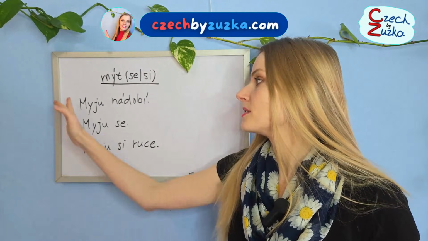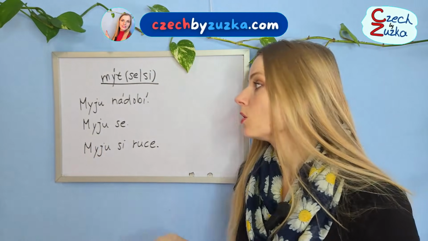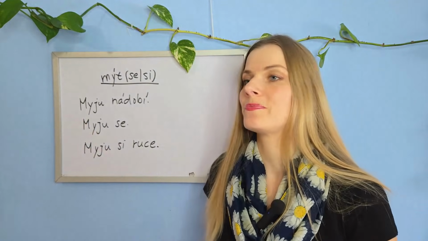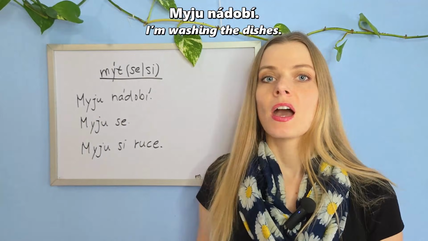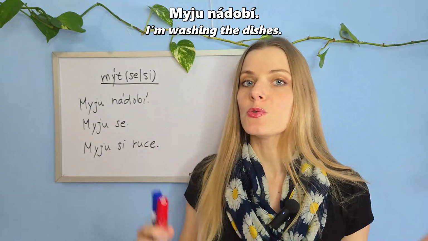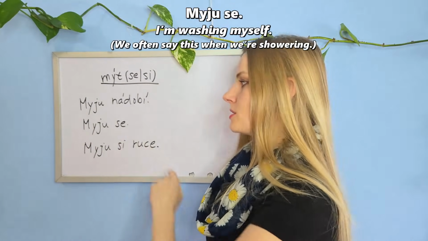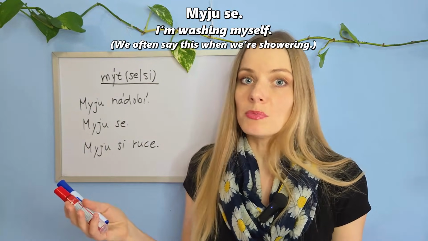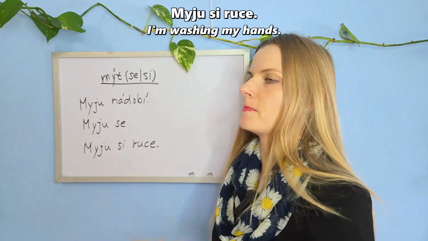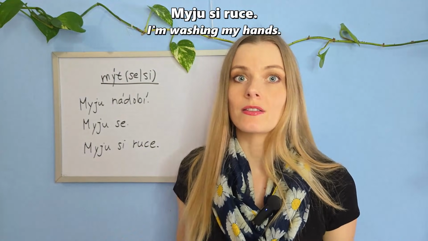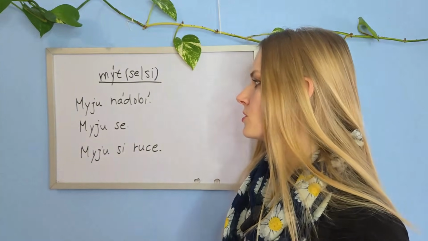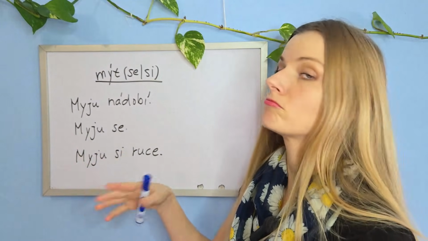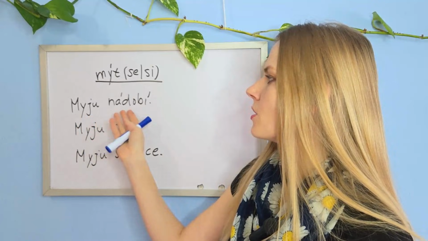We will start with these 3 sentences that all contain the verb myt, which means to wash. Myju nádobí. I'm washing the dishes. Myju se. I'm washing myself or I'm washing up. Myju si ruce. I'm washing my hands. What do we see here? Myju se is here. Myju si. And here there is no se or si.